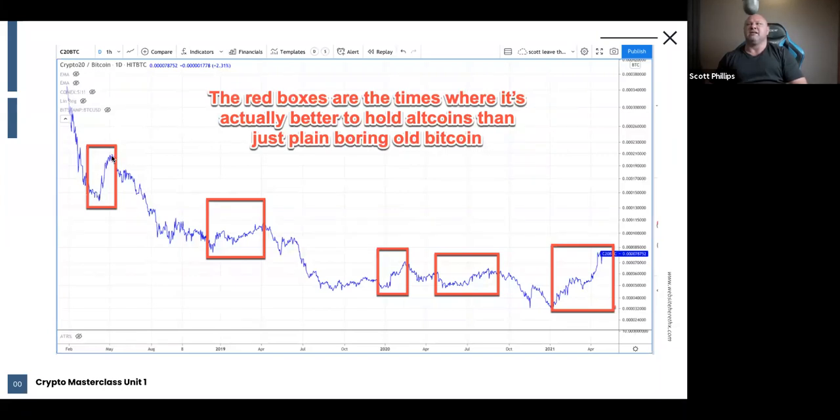And the times when it's better to own altcoins than Bitcoin or Ethereum are these red boxes. So right here, you get a little bear market rally. Right here, you get a little bear market rally. Right here, you get a little bear market rally. A little bear market rally here from May to September 2020. And then you get a more substantial bull market move after a retest of the lows.